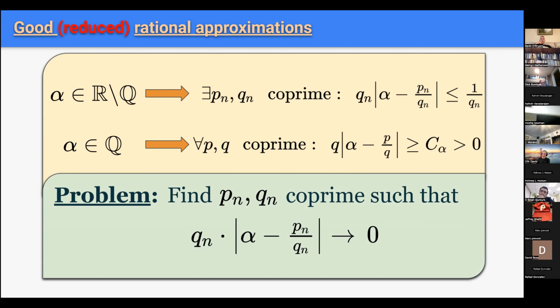Okay, so I don't need the good in the sense of Dirichlet. I just need this convergence to 0. Okay, so this is our irrationality testing.